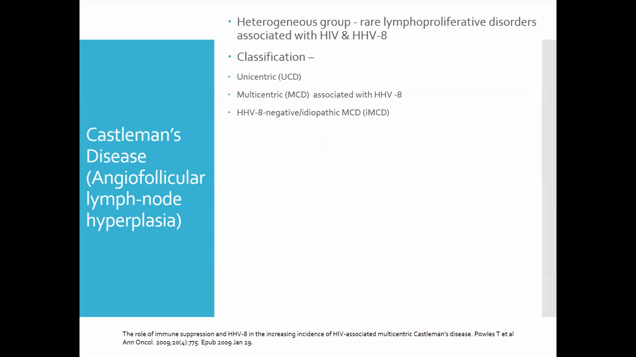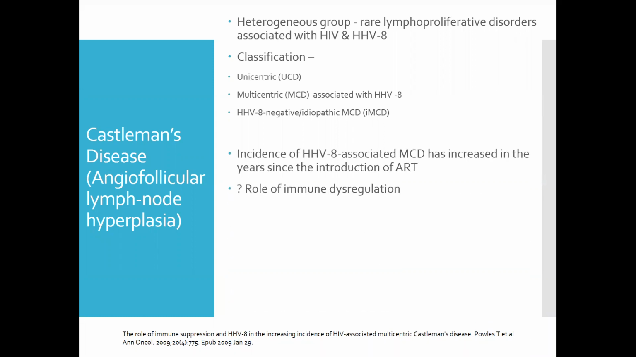The last kind of cancer I want to touch base upon is Castleman disease, which is also called angiofollicular lymph node hyperplasia. As the name suggests, this is a lymphoproliferative disorder associated with HHV. The typical kinds of Castleman's are unicentric and multicentric. Multicentric can be with or without HHV. And contrary to the AIDS-defining cancers, the incidence of HHV-associated Castleman's has actually increased since ART introduction. And we're not sure why this is.